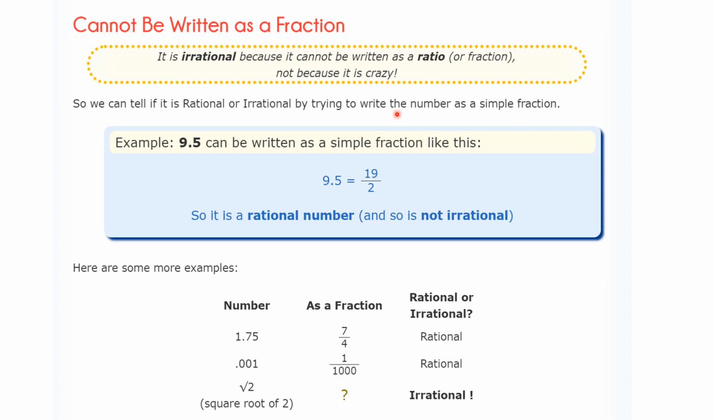Alright, so have a look at this one. 1.75, we can change it to a fraction, which is 7 over 4, which means it is a rational number. So 0.01, you can change it into a fraction, which is 1 over 100. It is a rational number too. How about square root of 2? Square root of 2, you can check it with your calculator. You may get still a lot of decimal numbers.